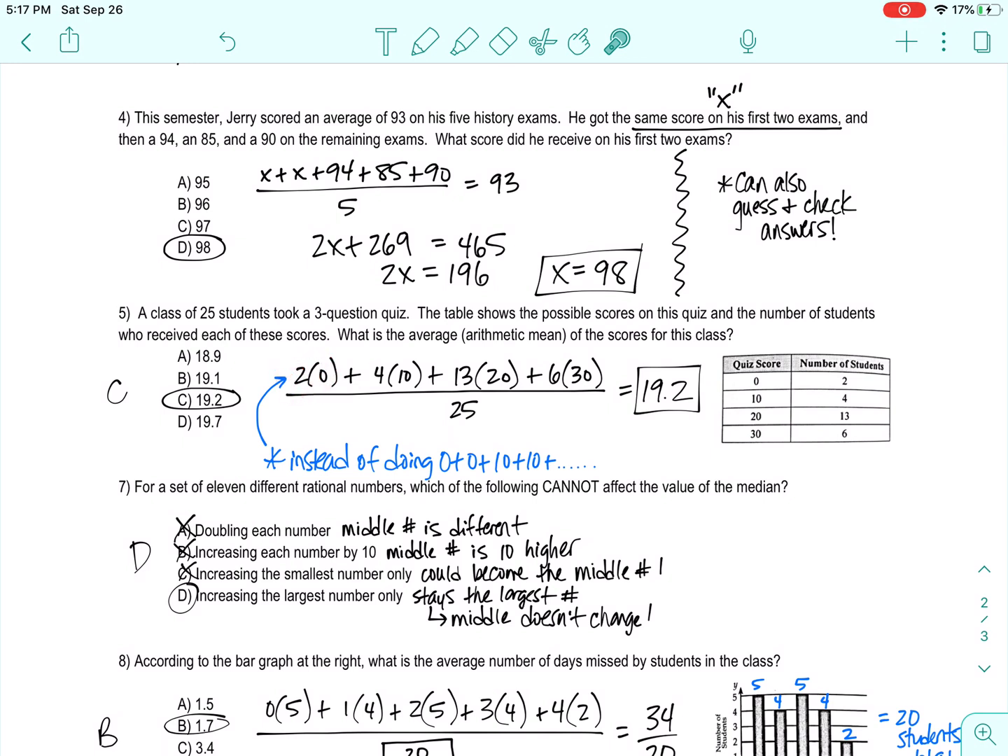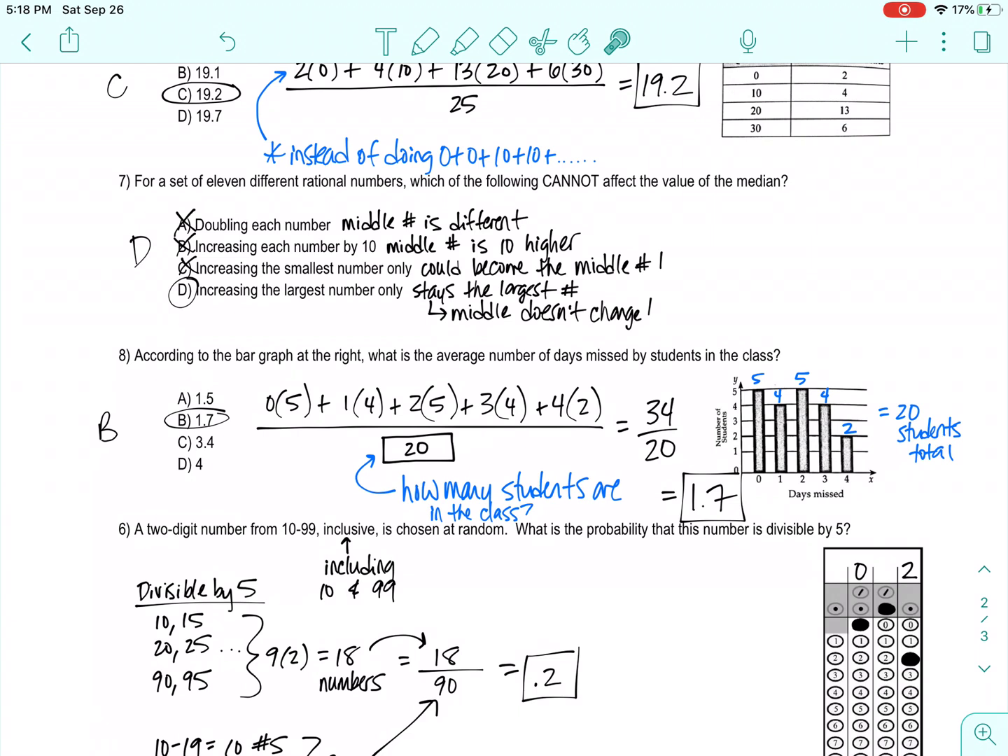So instead of averaging and adding up 25 numbers, there's a faster way to do the same exact thing. Instead of going 0 plus 0 plus 10 plus 10 plus 10 plus 10, because that happened 4 times, plus 20 plus 20 plus 20, and writing that out 13 times, there's a faster way. Just take the number of students times that quiz score. There were 2 zeros, 4 10s, 13 20s, and 6 30s. Divide by 25 students total in the class, and that gives you 19.2.